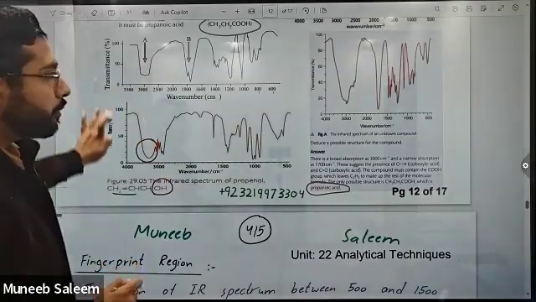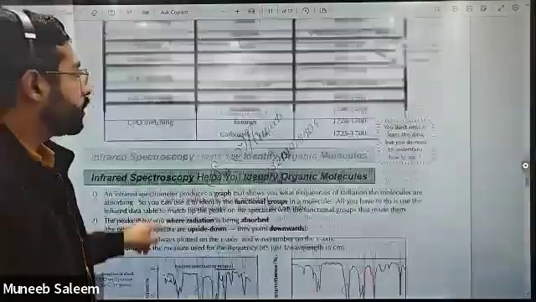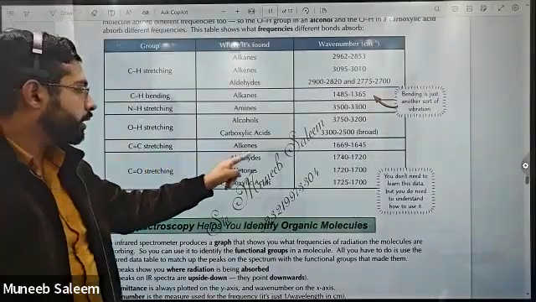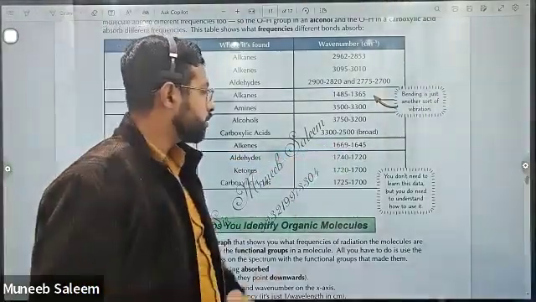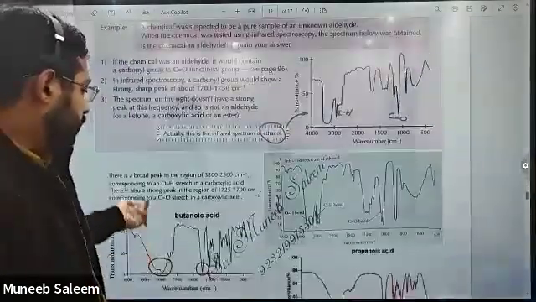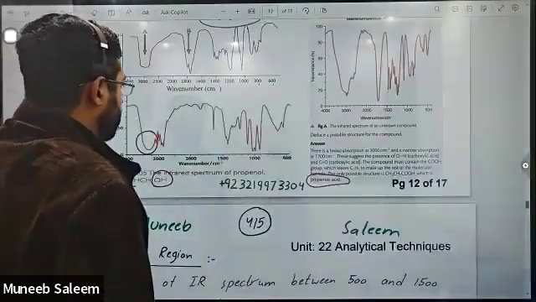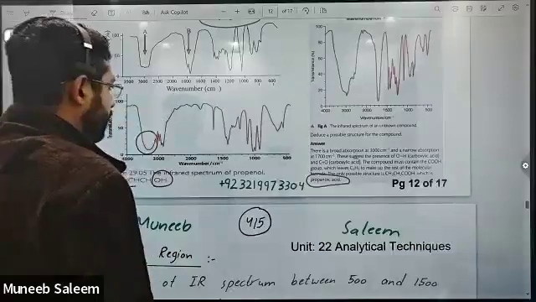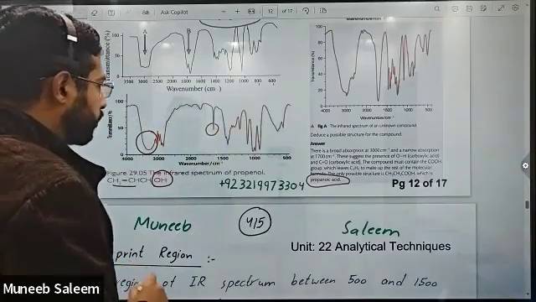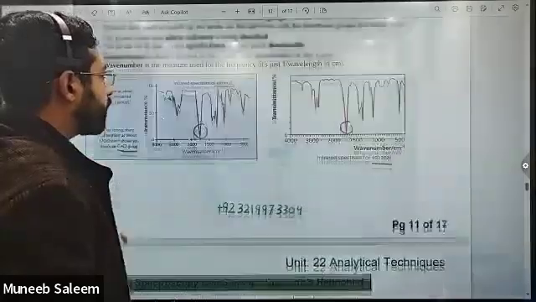For the carbon-carbon double bond, we need to look into the table again to find the value for the absorption range. So the carbon-carbon double bond stretching value for alkenes is present in 1669 to 1645. So here, the peak of 1665 to 1645, this one, we can consider to be the peak of the carbon-carbon double bond.